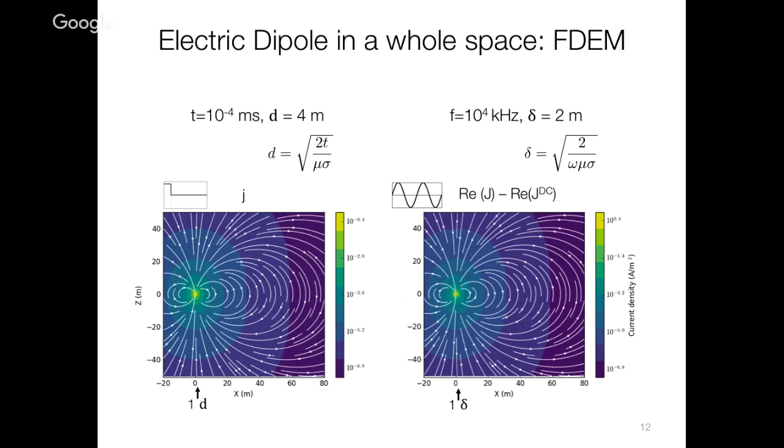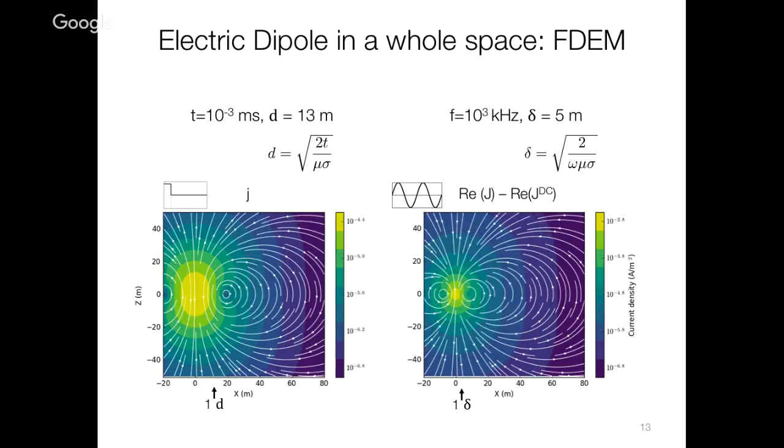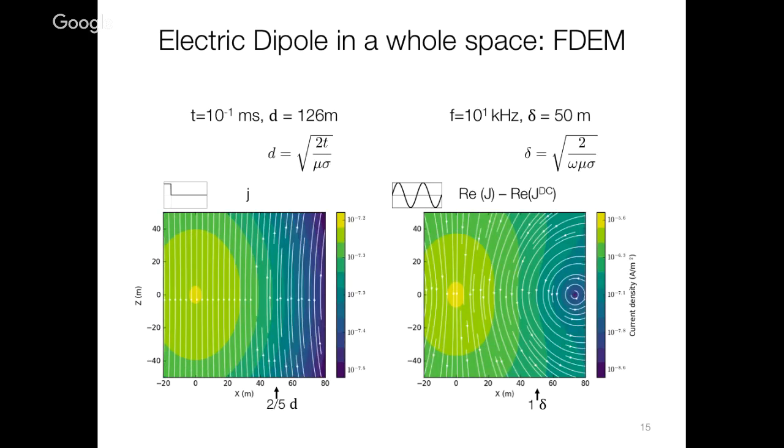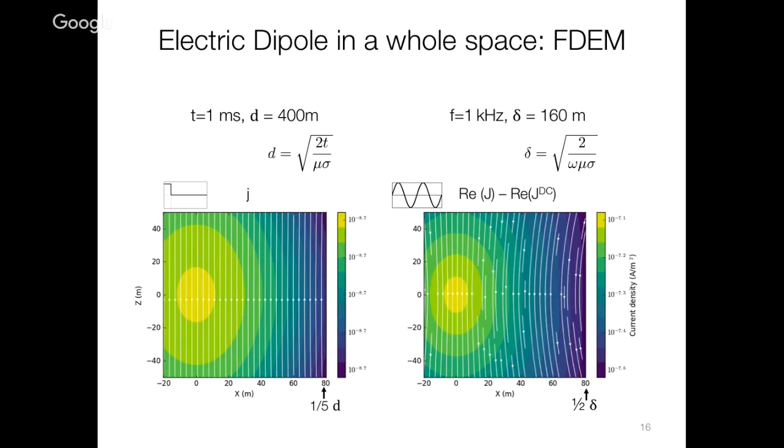So things look like this. At a bit later and lower frequency, it looks like that. Later, 10 to the minus 2, kind of like 100 kilohertz. So the exact numbers for diffusion distance and skin depth are not exactly equal, but they're pretty similar. And later it goes like this, and then like that.